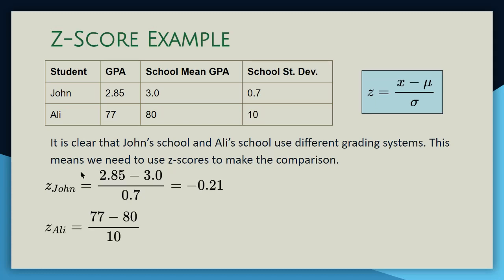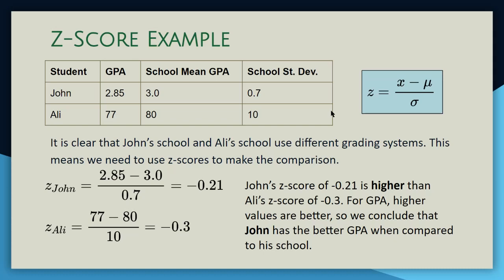If we do the same thing for Ali, we get Ali's GPA of 77 minus his school's mean of 80 divided by his standard deviation of 10. And I got negative 0.3. So much like John, Ali is a little bit below his school mean.